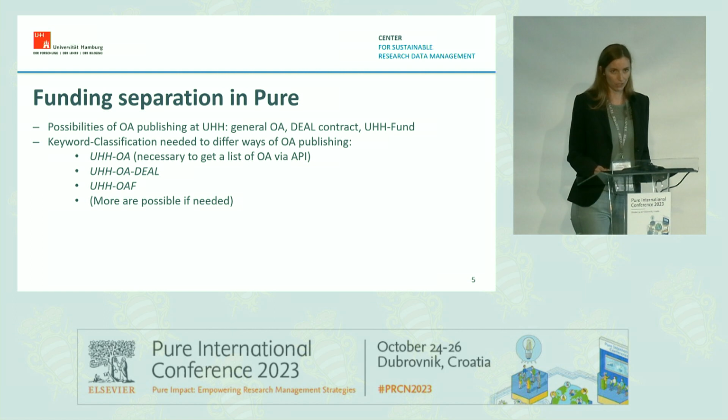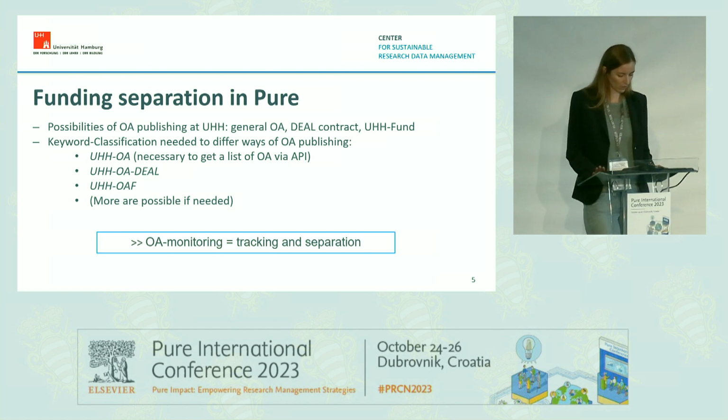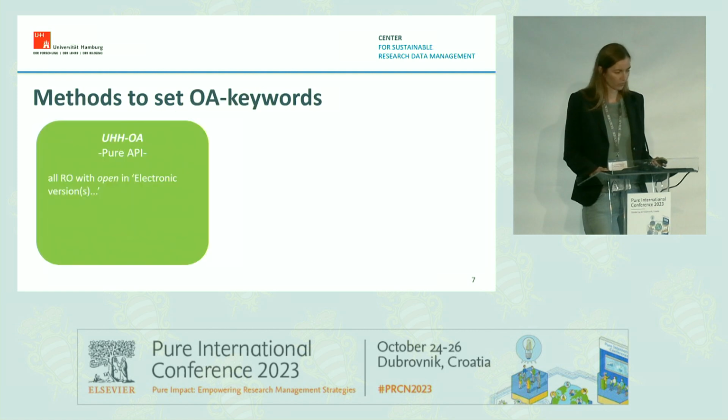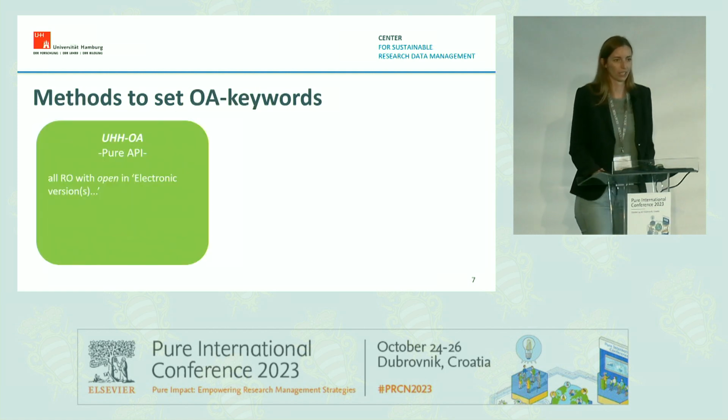This was necessary to get a list of open access via the API in the end. Then we have one, of course, for deal and one for our internal one. More are possible if needed. So in the end, those keywords are used in our open access monitoring to track and separate. For the different keywords, we have different methods to set them. So first of all, the general one is set with the Pure API.